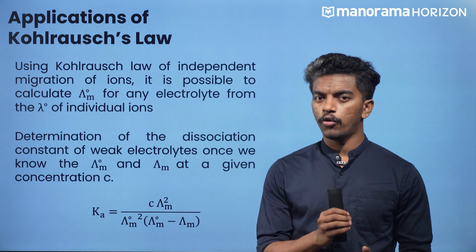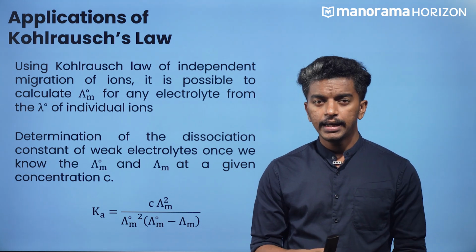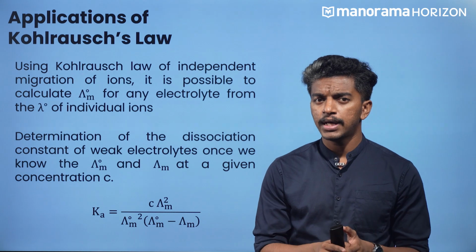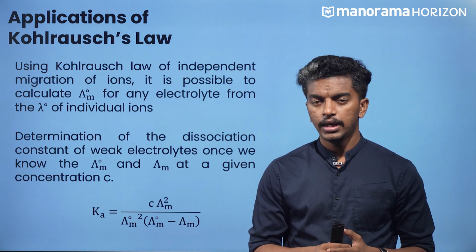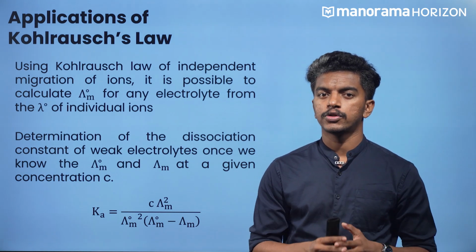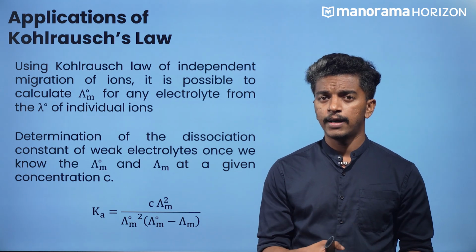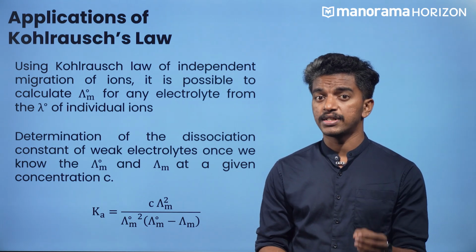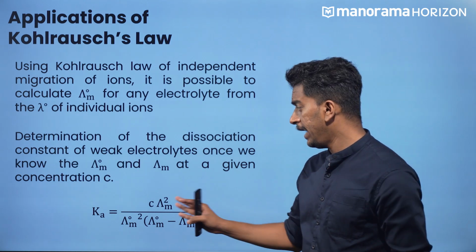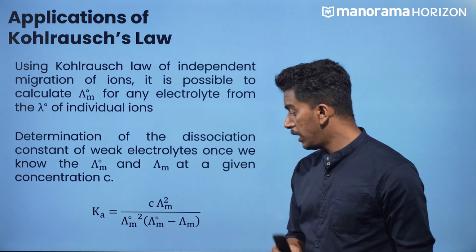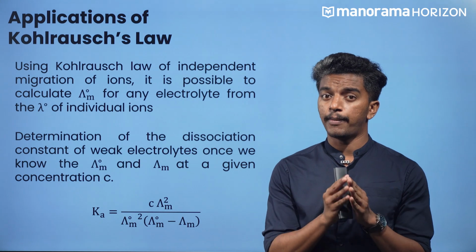Using Kohlrausch's law of independent migration of ions, it is possible to calculate Λm0 for any electrolyte from the λ0 of individual ions. It can also be used for the determination of the dissociation constant of weak electrolytes once we know the values of Λm0 and Λm at a concentration C, by the equation Ka = C Λm² / (Λ0m (Λ0m − Λm)).